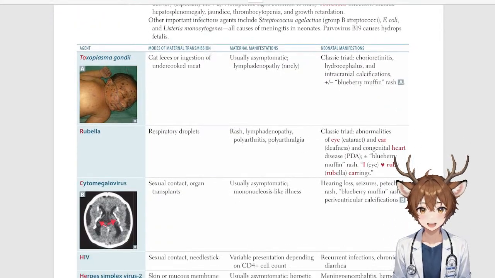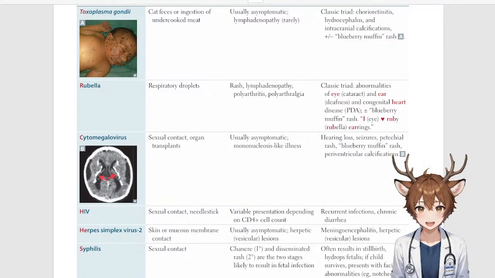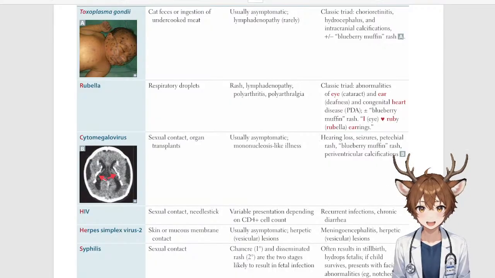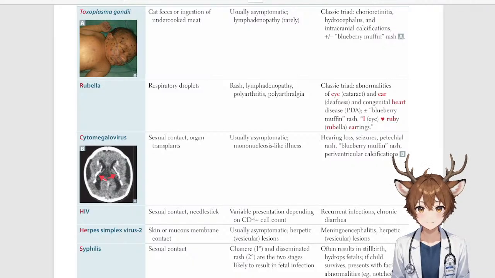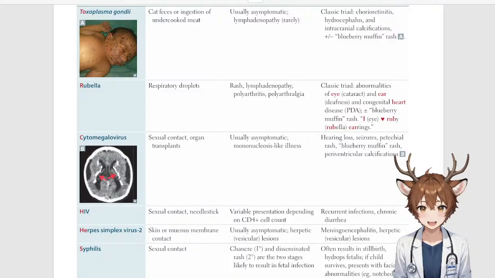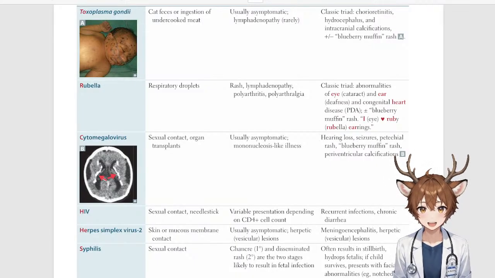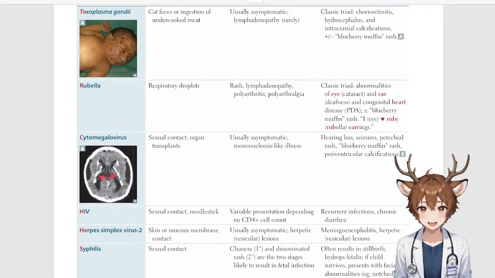Cytomegalovirus, CMV. Spread to the mother via sexual contact and organ transplants. If you're having an organ transplant, you might have immunosuppression, so it might reactivate. If I'm not mistaken, that's how it happens. But whatever, CMV: sexual contact, organ transplants. Mothers are usually asymptomatic, but they might have a mononucleosis-like illness. It will present like mononucleosis, but it'll be heterophile negative, unlike EBV, which will be heterophile positive.